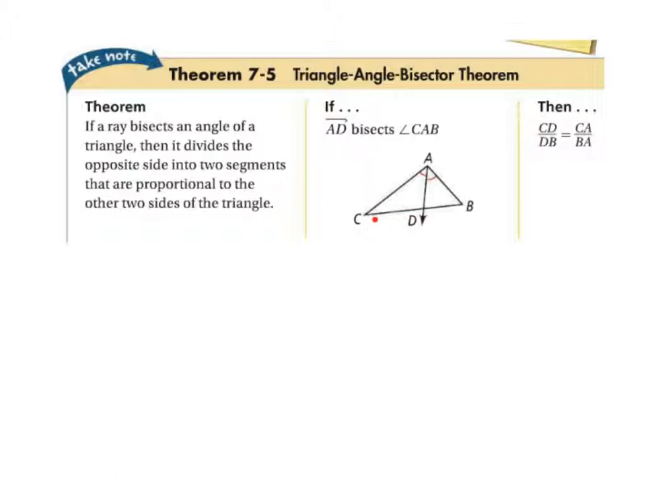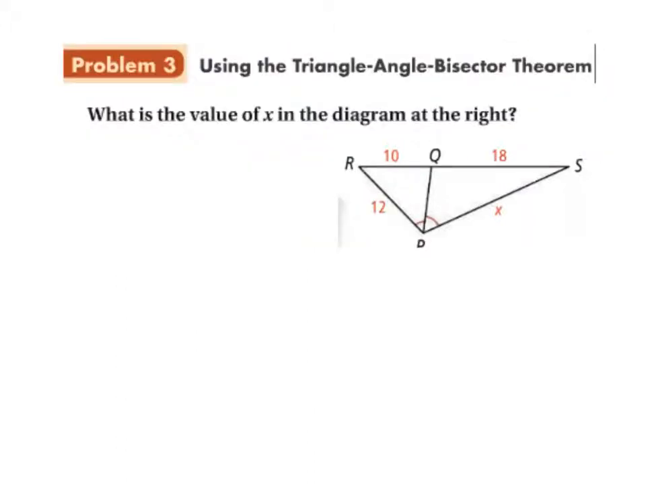So what it does is, where this comes down and hits, it breaks this up, and we have CD to DB, so the two parts of that opposite side have the same ratio as AC to AB, the two sides. And you've got to keep it in the same order. So I'm going from this to this equals side to side. You can see here that you've got the angle bisector, and so it's going to split the side here into parts that are proportional to the legs.